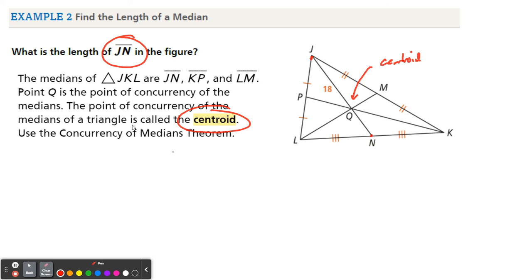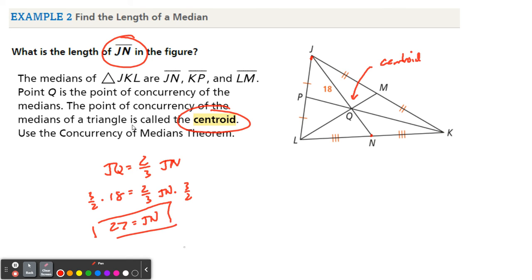Well, we know by the theorem that J to Q is going to be 2/3 of J to N. Well, they gave me JQ. JQ is 18, so 18 is 2/3 of JN. So to get rid of this 2/3, I'm going to multiply by the reciprocal, 3/2. And 3/2 of 18 is 27. That's the full length of JN, 27. So that would mean that this is 18. That would mean QN would be 9, right? And again, there's that 2-to-1 ratio, 2/3 to 1/3.